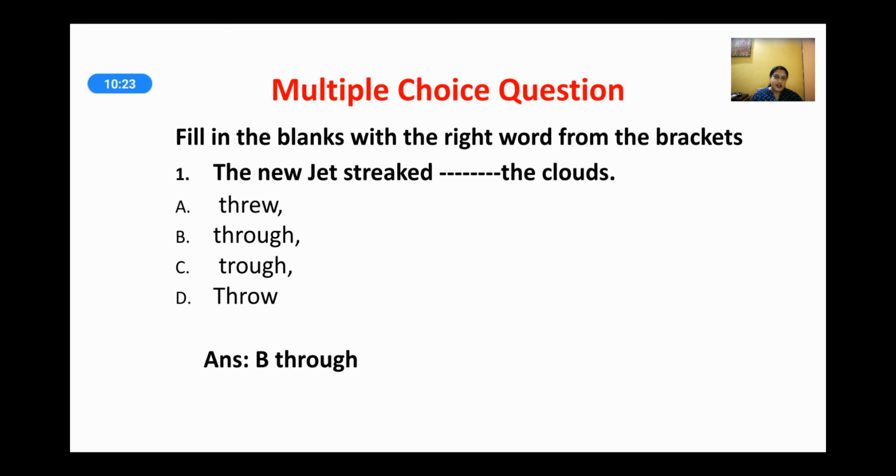The new jet, jet as in something related to the aeroplanes, the one which flies high in the sky. The new jet streaked dash the clouds: through, threw, trough, or throw. The answer is B, through, that is into. The new jet streaked through the clouds.